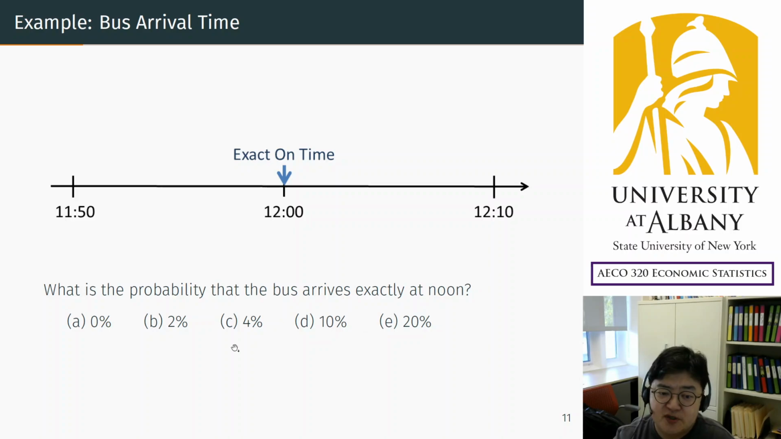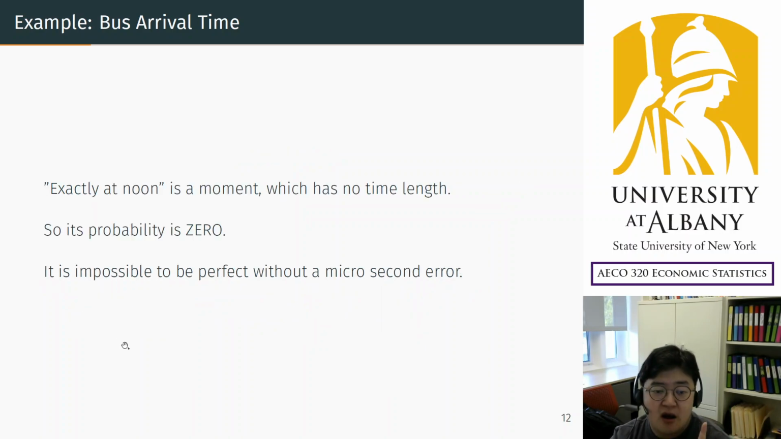So it can be tricky. The answer is 0%. So it is impossible for a bus to arrive exactly at noon because it is a moment. It is not a time interval. It is one moment on a time flow. On the time flow, one point has zero length. Mathematically, it is zero, right? You understand that, right? The starting point and end point are the same. That is the definition of a moment, a point in time.